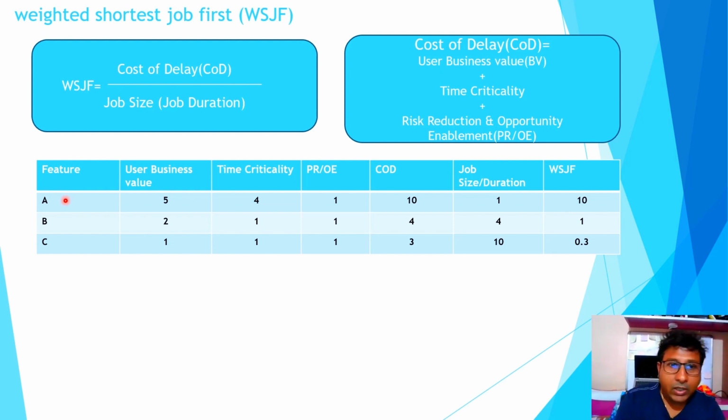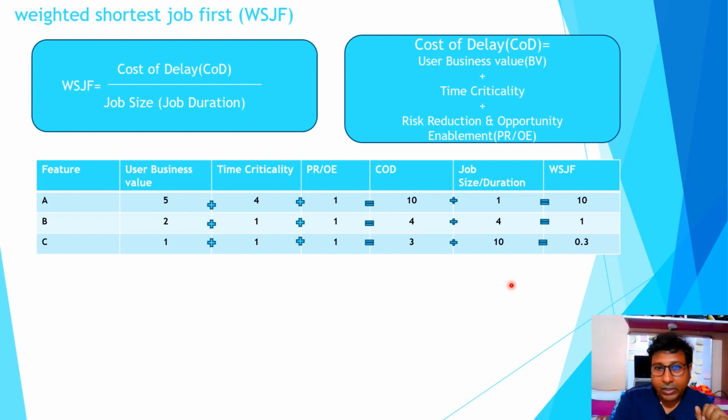Okay. Now let's say PO or business people, considering all the parameters, criticality, whether a penalty clause will be there or not, give the business value of 5 to feature A. Similarly, time criticality has been given a ranking of 4, and RR and OE, that means risk reduction and opportunity enablement, has been given 1. Now how is it getting calculated? Similarly for B and C also.